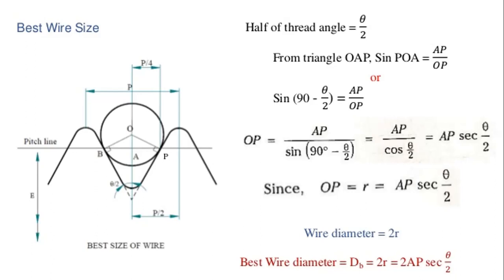Then OP is equal to R, so OP is the radius of the wire. So the radius R is equal to AP into secant theta by 2. Then the wire diameter is taken as 2R.